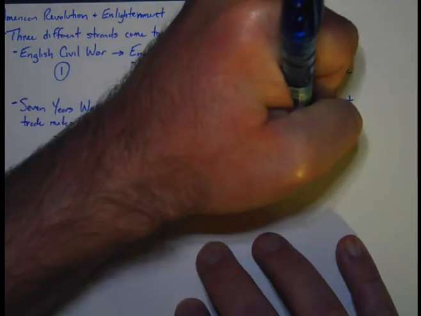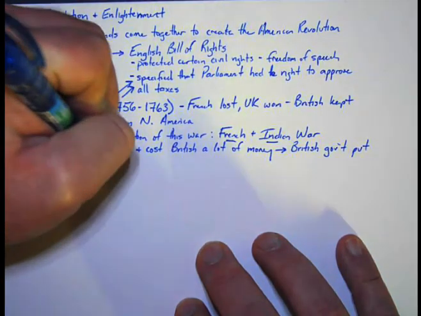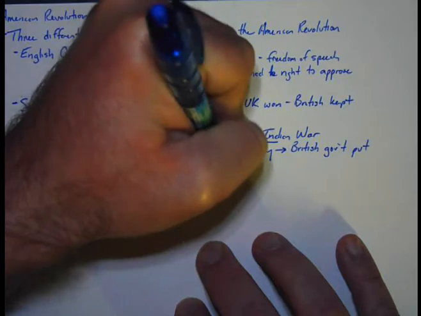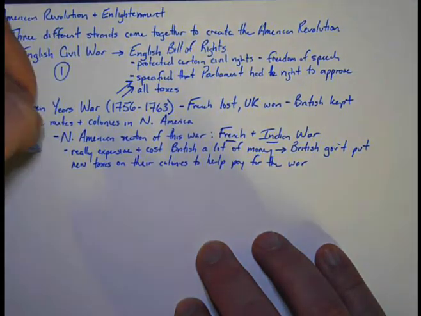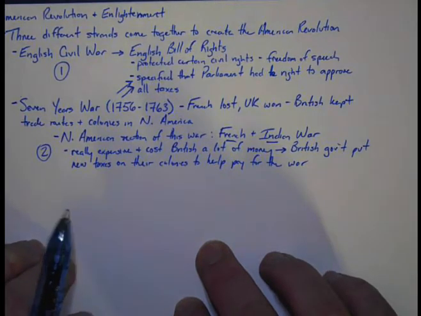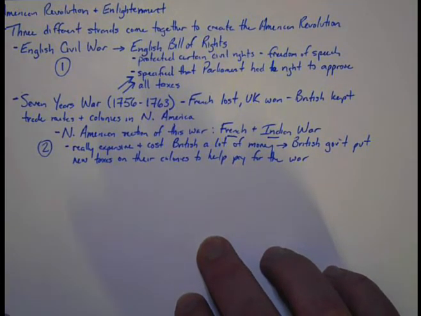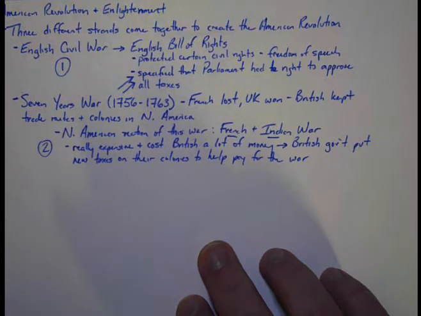So, to recoup this money, the British government put new taxes on their colonies to help pay for the war, which is a completely reasonable thing to ask because this war was meant to protect their colonists. And so they're asking the colonists to pay taxes to pay for the war that was just fought to defend them from the French. So this is the first thread, that Parliament has the right to approve all taxes. The second thread says that the government puts these new taxes on the colonies to help pay for this war.